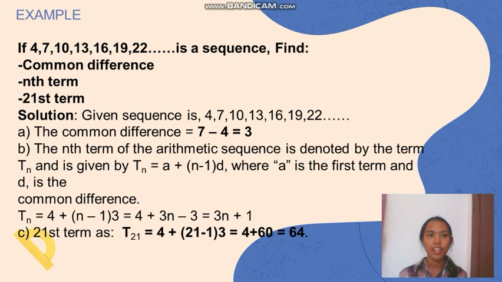And the last question is the 21st term. T21. We use the formula of Tn, which is 4 plus n minus 1 multiplied by 3. We replace n with 21. So it is 4 plus 21 minus 1 multiplied by 3, which equals 4 plus 60. And the answer is 64.